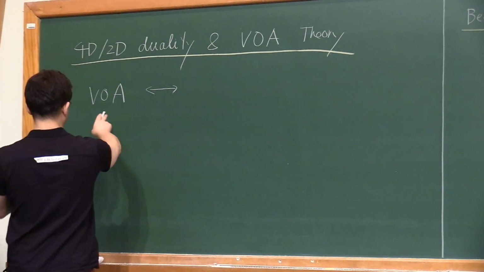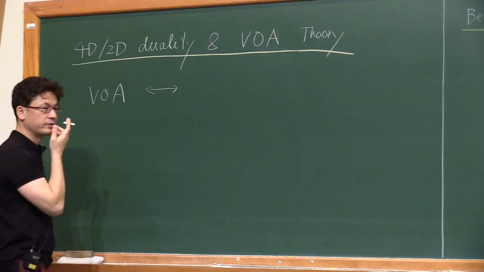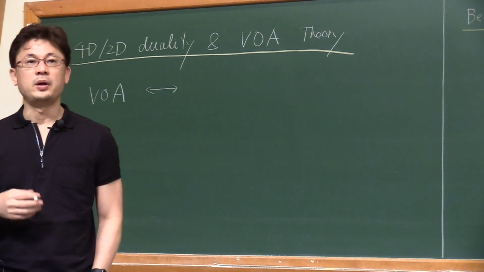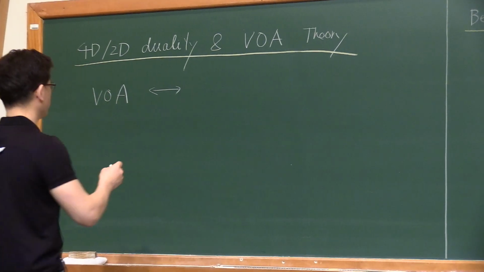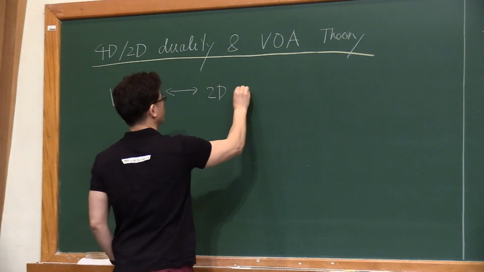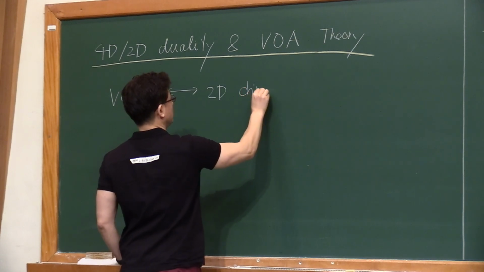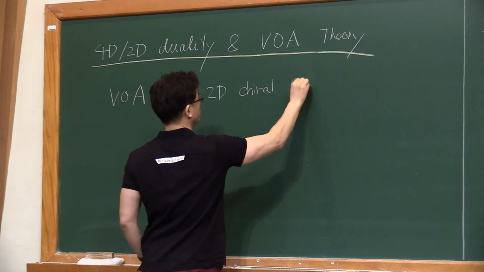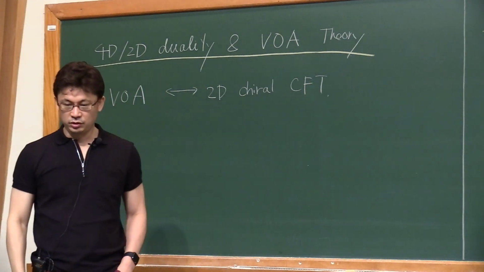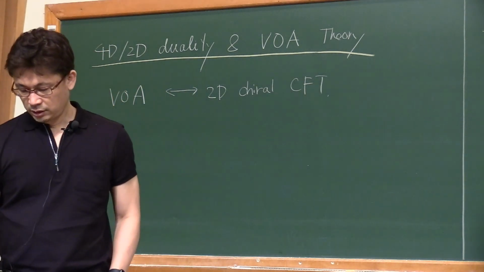Vertex operator algebra, or vertex algebra, was introduced by Borcherds as an algebraic framework for two-dimensional chiral conformal field theory. So this is something two-dimensional.